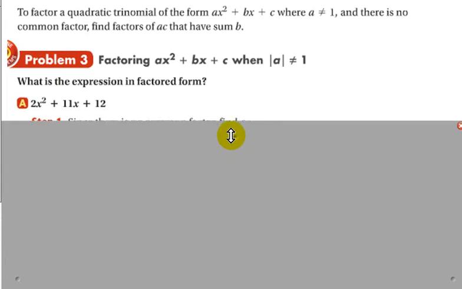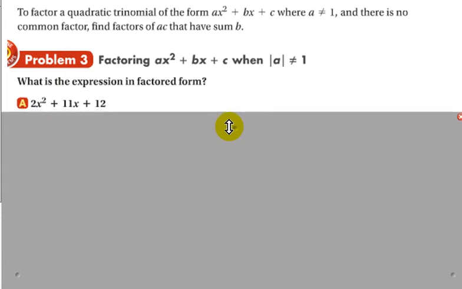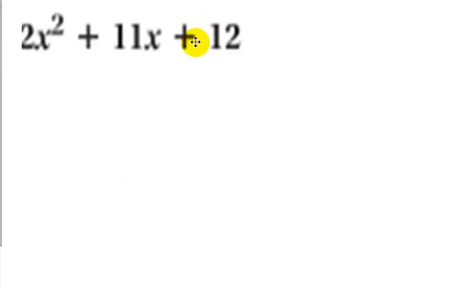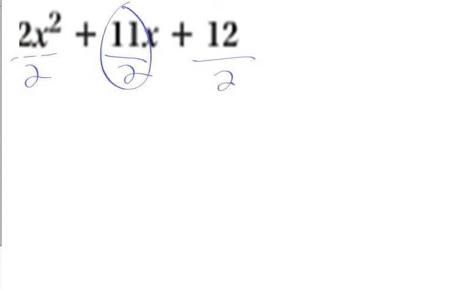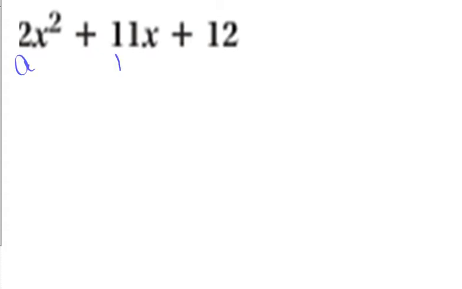When we look at this, we think, oh, a has a 2 in it, so let's try to factor out that 2. I've made it bigger right here. You notice if you try to divide everything by 2, it doesn't go evenly into 11, so we can't do that. So in this case, where it's unfactorable, you have to identify your a, your b, and your c, which is 2, 11, and 12.